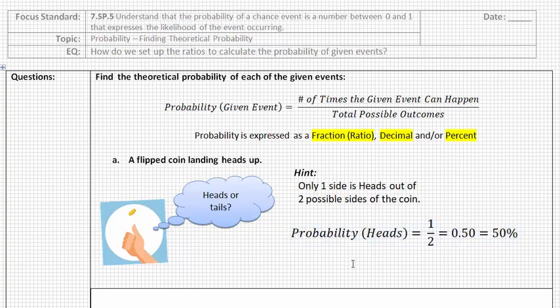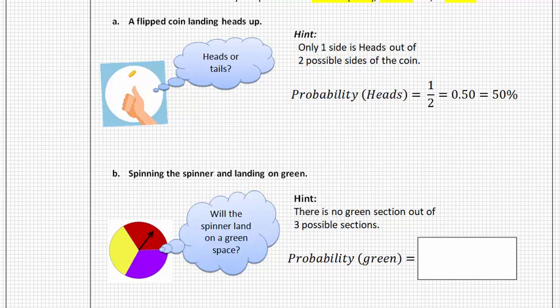Let's try another one. This time, let's talk about a spinner. Spinning the spinner and landing on a green. So we want to find the probability of spinning this particular spinner and landing on a green space. An important thing to notice here is there's 3 sections and they are all equivalent. This is a fair spinner. We have a red section, a yellow section, and a purple section.